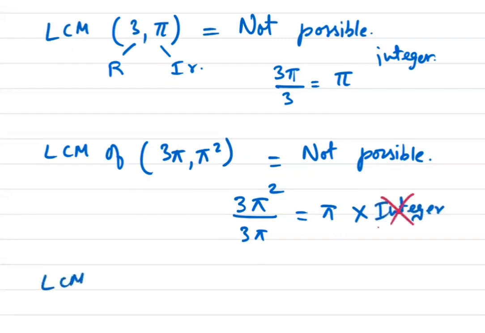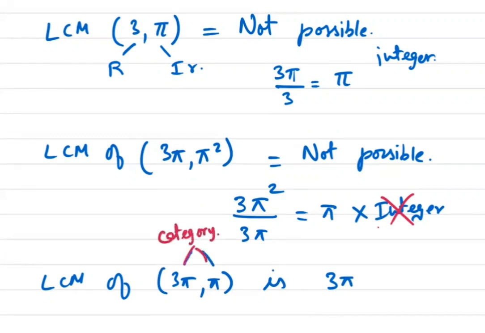But let's consider this. LCM of 3 pi and pi. So this is 3 pi, because these two numbers, 3 pi and pi, both belong to the same category. What I mean by this is, now you can check for this one. If 3 pi is the LCM, 3 pi divided by 3 pi gives you 1. So 1 is an integer, perfectly satisfying the condition for the LCM.